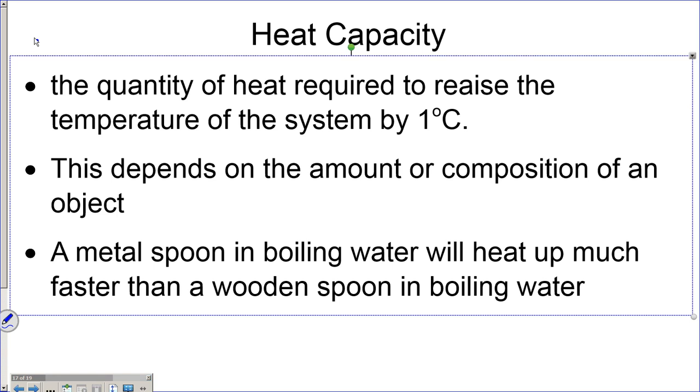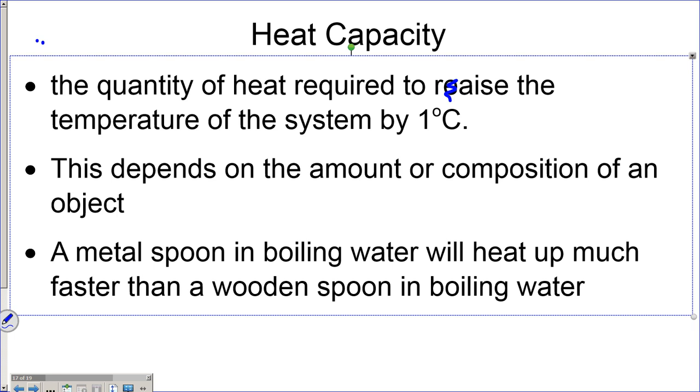Heat capacity we talked about in Chem 1. It's the quantity of heat required to, that should say raise, it's a little typo, raise the temperature of the system by 1 degree Celsius. So this is talking about not the individual particle by 1 degree Celsius, but the whole object. So this is going to depend on the amount or composition of an object.